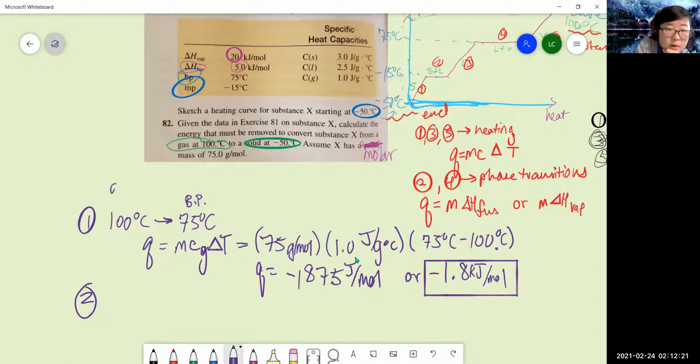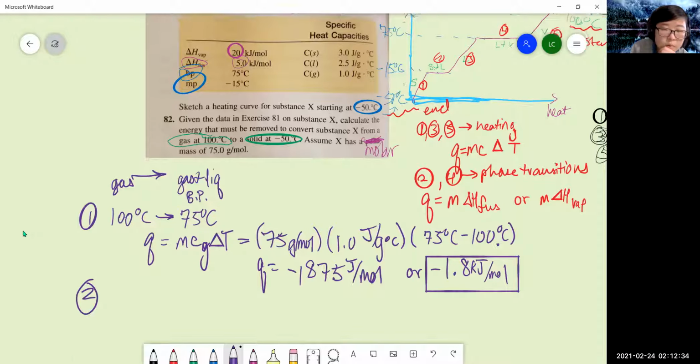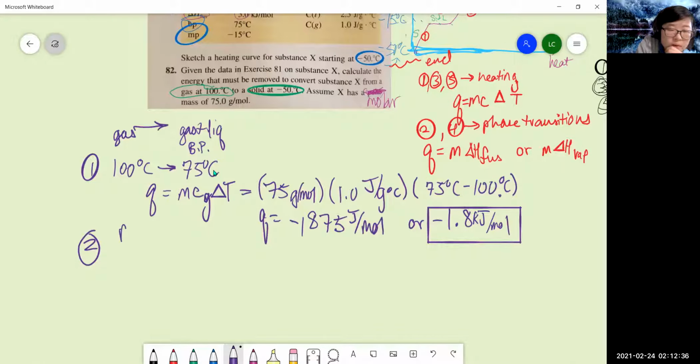So then once we have this, we just do the same thing for the second step. So right here is gas to gas plus liquid, or vapor plus liquid. And then the next transition, so you're just cooling it to your phase transition. Then you have a phase transition.